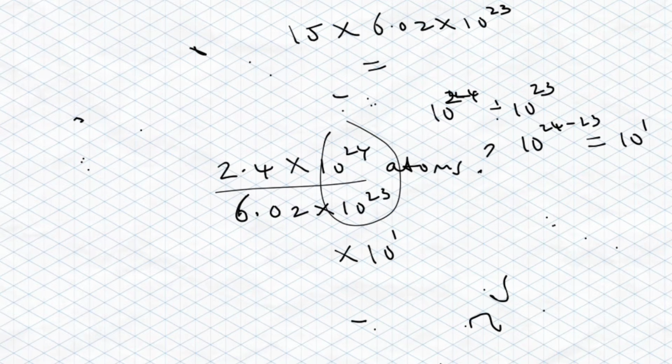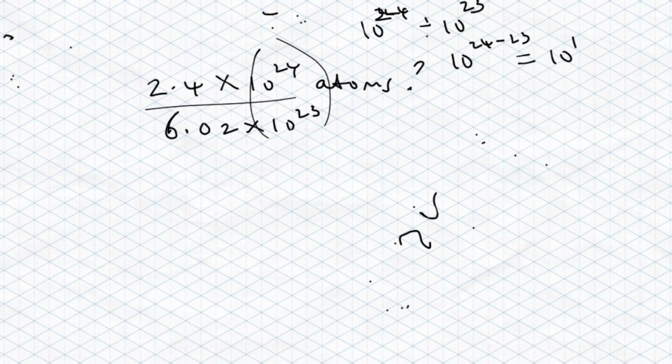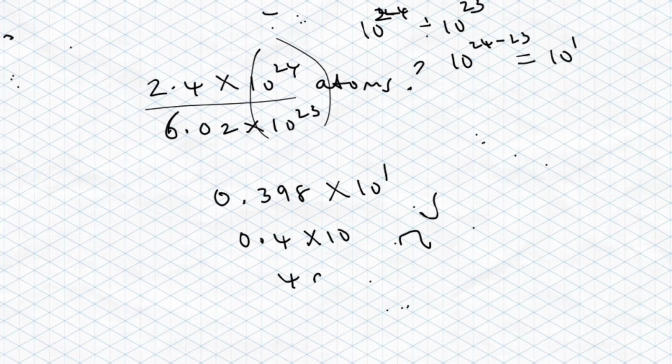Let me put it into my calculator. 2.4 divided by 6.02 is 0.398, then times 10 to the power 1. So that's going to give us 0.4 times 10. Then we are going to have 4 moles. So that takes us back to what we have in the initial stage. So it's basically very, very convertible.